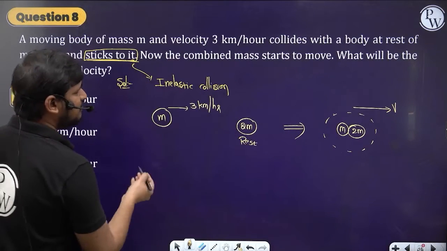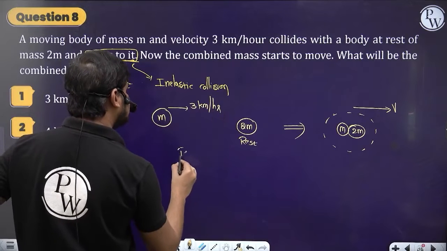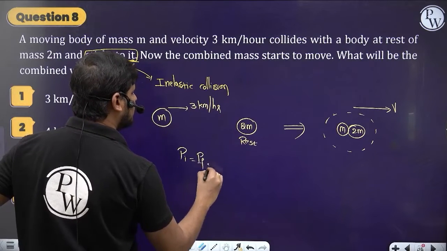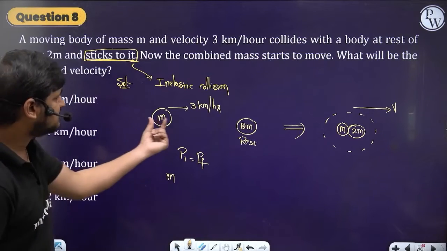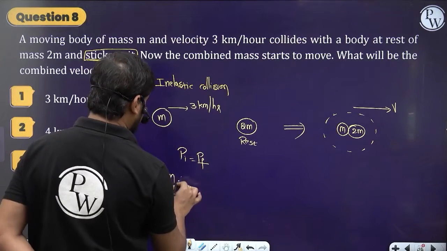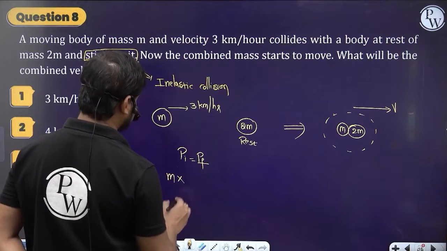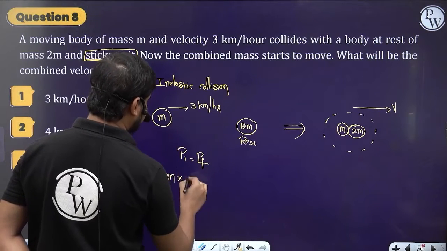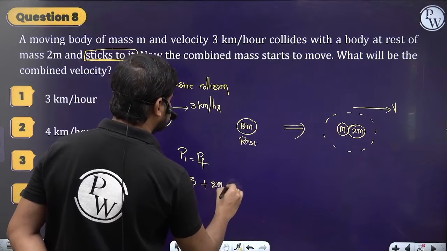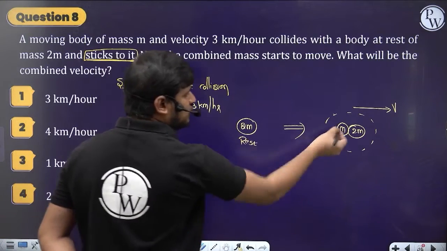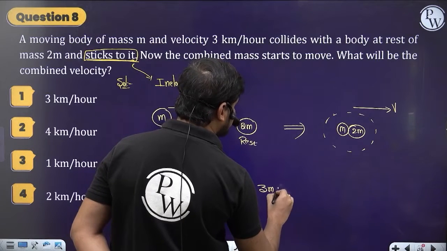You can simply apply, in inelastic collision, the initial momentum is equal to the final momentum. So what is the initial momentum? The options are in km/h, just take it in km/h only. So m into, mass is m and velocity is 3. Here it is initially at rest, so 2m into 0. Finally, the total mass is 3m. It moves with a velocity v.